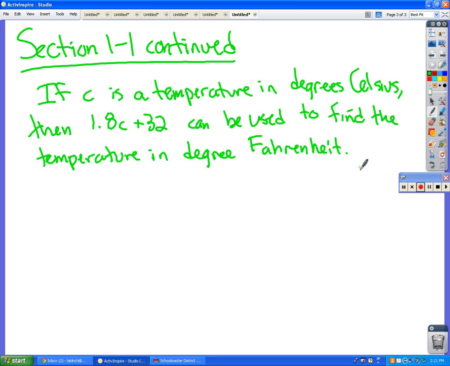Okay? So you can figure out a formula to convert between the two, so that if somebody tells you the temperature in Celsius, then you can figure out what that temperature would be in Fahrenheit to find out if it's hot outside or not. And that formula is right here. Okay? 1.8C plus 32, and the C stands for Celsius.